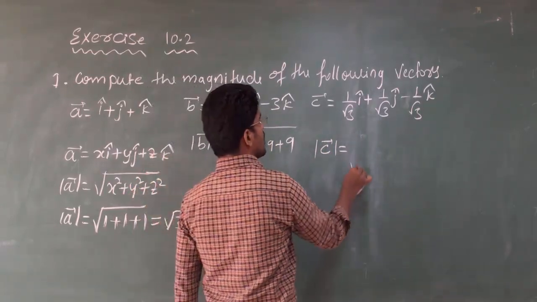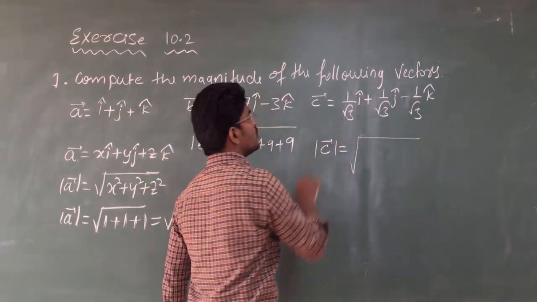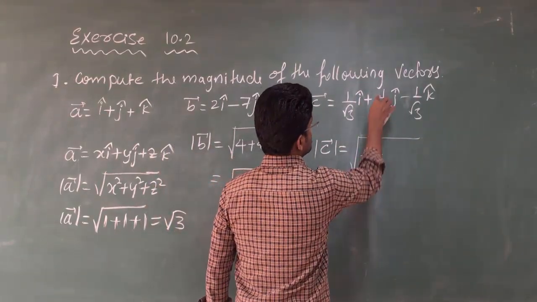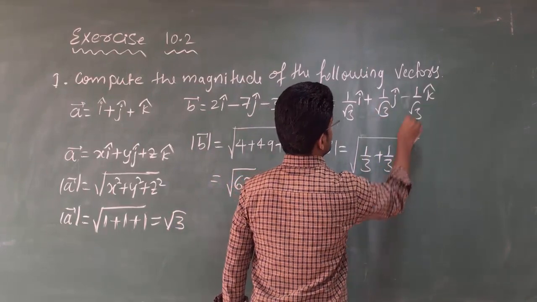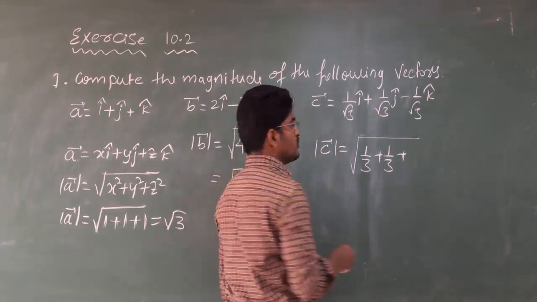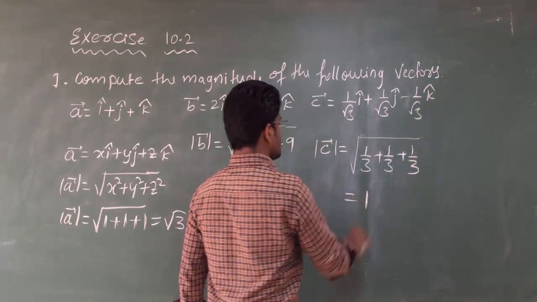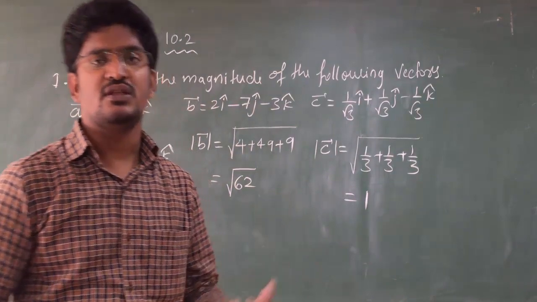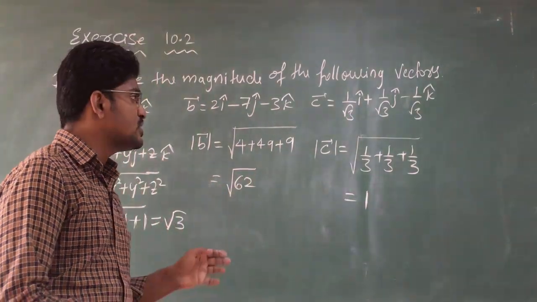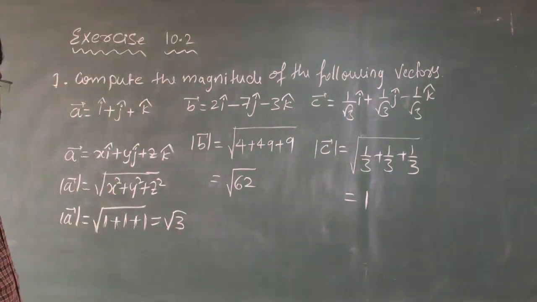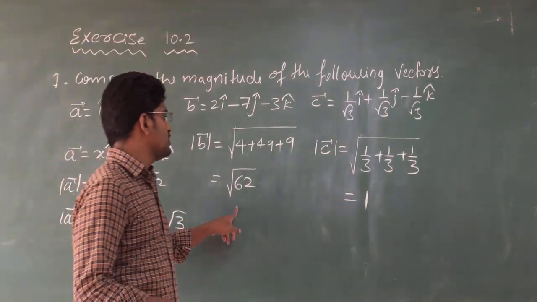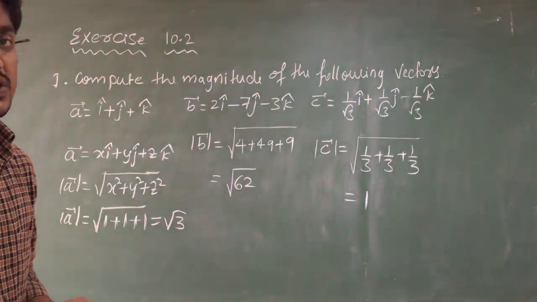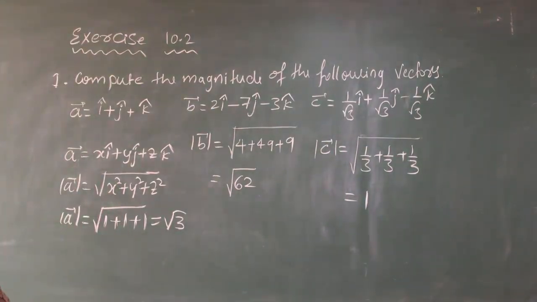Now C, very simple. Square root of 1 by root 3 square. 1 by root 3 square is nothing but 1 by 3. This is also 1 by 3. This will also be negative, but will be positive when you square it. So it will be 1 by 3. 1 by 3 plus 1 by 3 plus 1 by 3 means 3 by 3, which simplifies to 1. Clear? So the magnitude of vector A will be root 3, vector B will be root 62, vector C will be 1. Very simple problem.